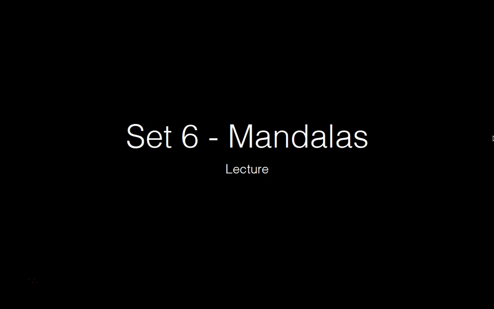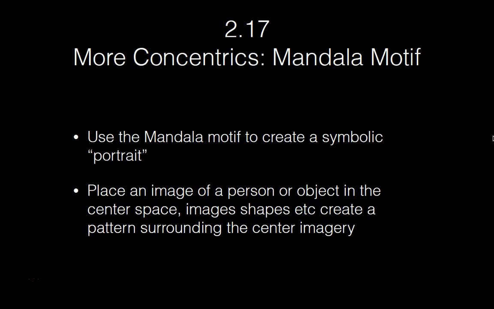So set 6 is 217, and it's going to be split in half. So we're going to just talk about 217 today, and we'll talk about the other part on Tuesday when I return. So 217 is more concentrics, the mandala motif.